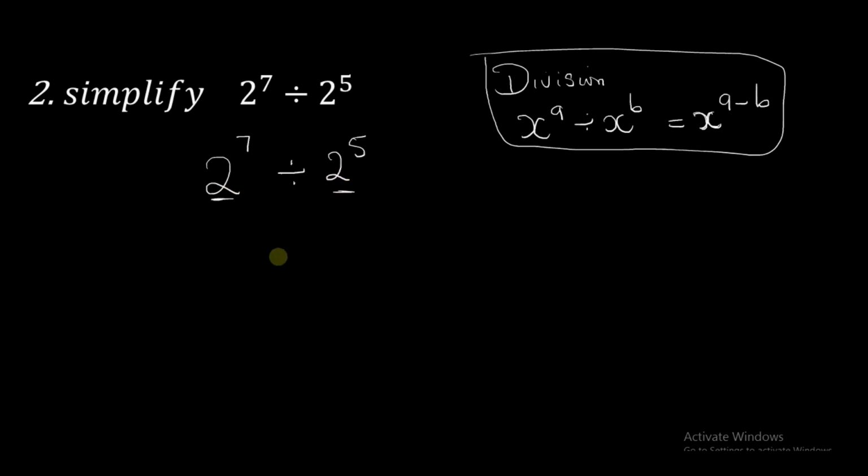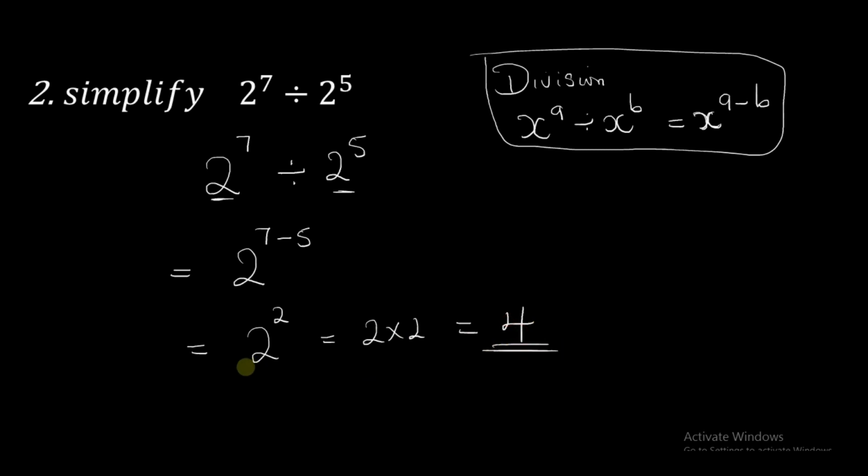So what I will do is take one of the root numbers, so that will be 2, and then subtract the powers. The first power here is 7, the other power here is 5, so minus 5. So 7 minus 5 will be equal to 2, so that will be 2 raised to the power of 2. And 2 raised to the power of 2 is the same thing as 2 times 2, which is equal to 4. So this is the answer. If you leave it like this, you are correct. If you leave it like this, you are also correct.